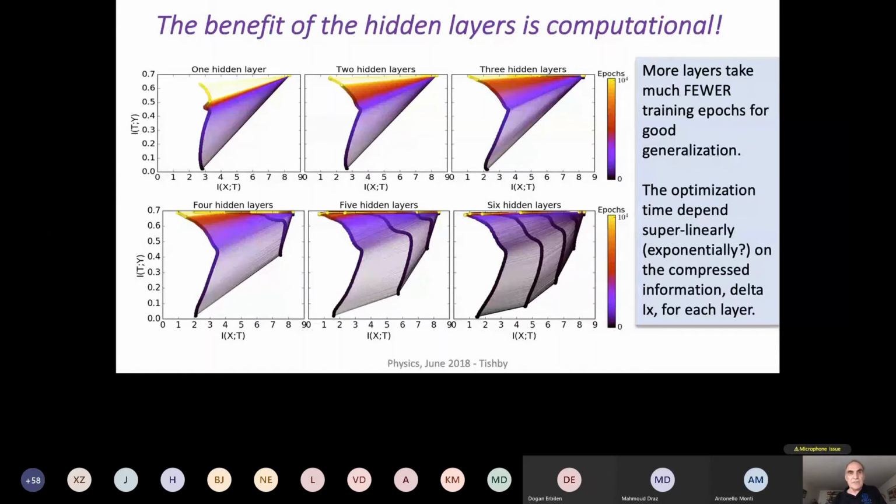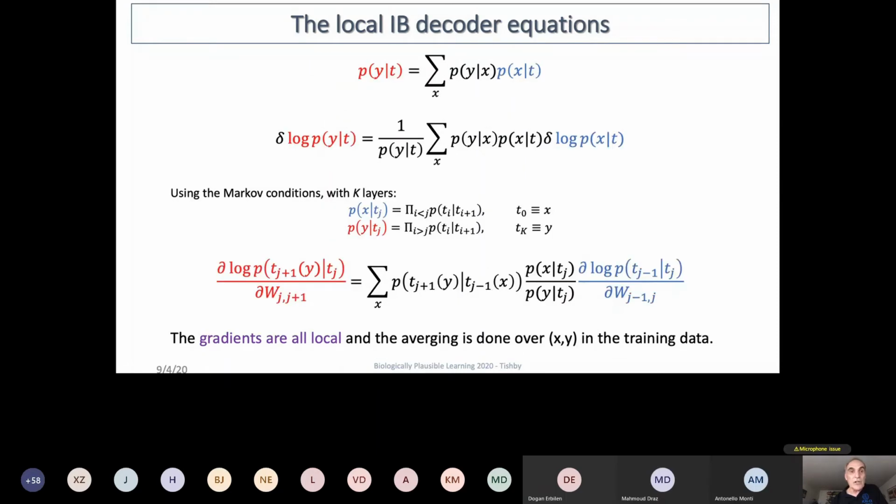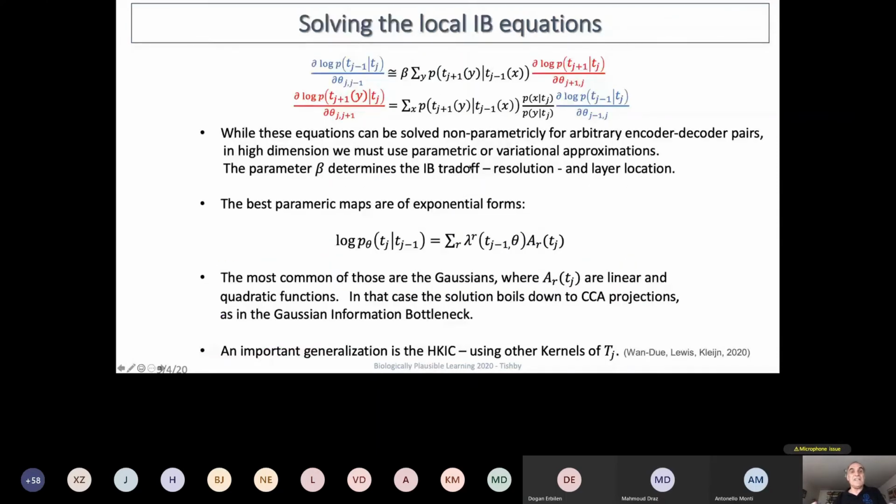Now, I'm essentially out of time, but I just want to mention something new. We can actually solve this local encoder-decoder problem by taking the same encoder-decoder equations and localizing them. And the way we do it is sketched in this slide. We take the variation of the log of the encoder and see how it's affected by a variation of the log of the decoder. And this gets us into something which I call the local information bottleneck equation, which is really very interesting.